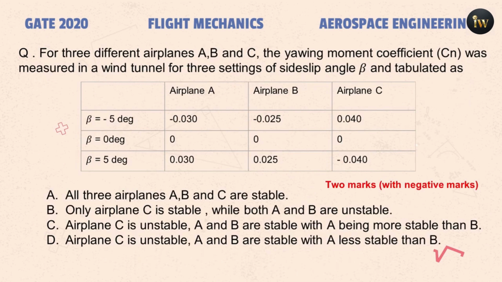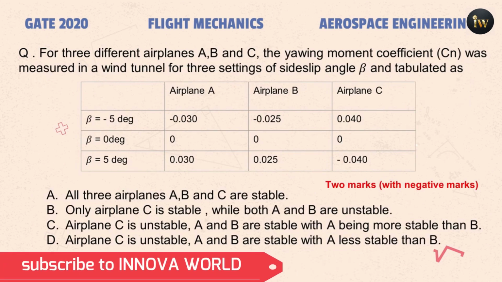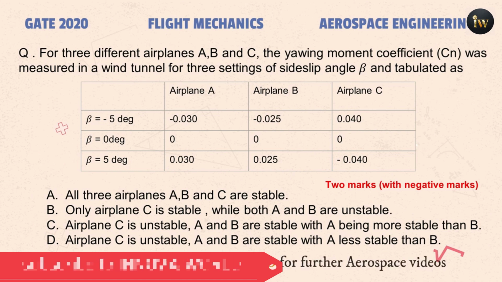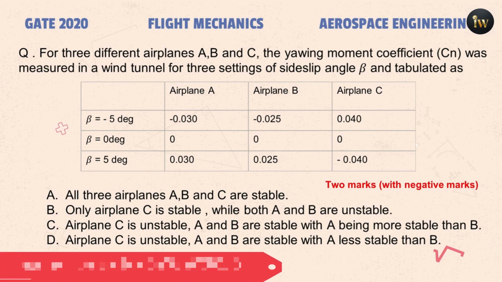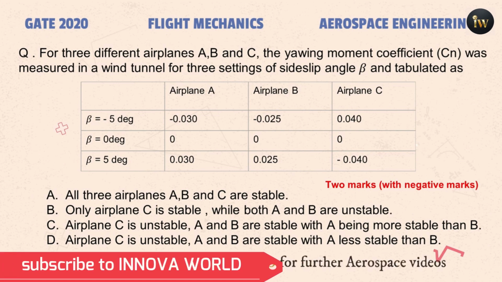For 3 different airplanes A, B and C, the yawing moment coefficient Cn was measured in a wind tunnel for 3 settings of sideslip angle beta and tabulated as shown in the figure. Which of the following statements is true regarding the directional static stability of airplanes A, B and C?